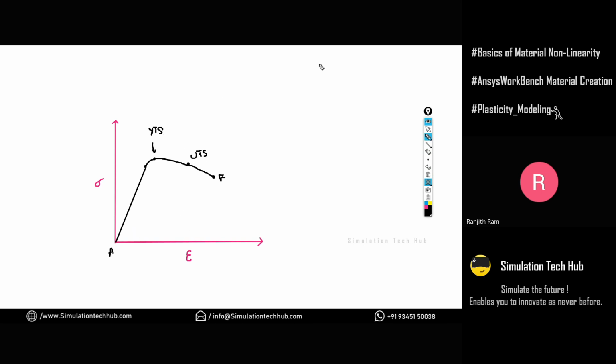This is a typical data we get from the uniaxial tensile test. Either we fix the specimen with the help of fixtures and try to separate it into two pieces, and in that situation we get this data. But in reality, Ansys can't accept this kind of data. That's the problem we have.